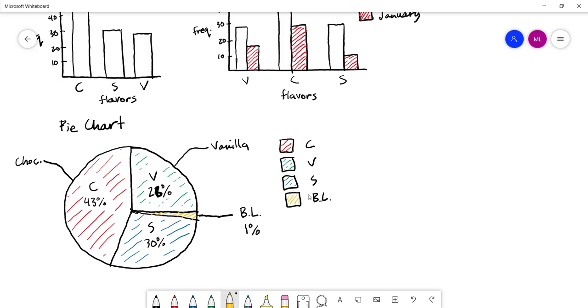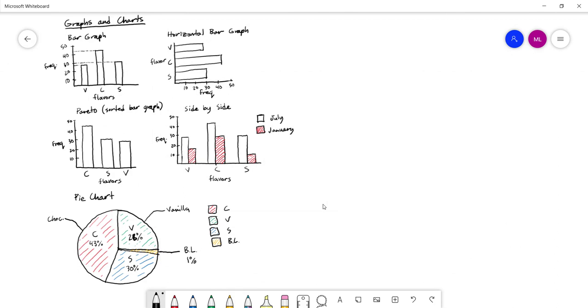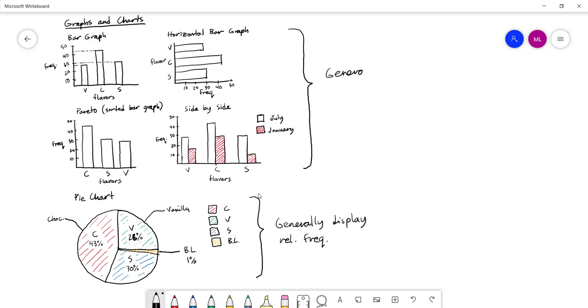We could do a table like that. The main other thing that I want to point out in all of this, now that we're looking at all of these, is that in general, pie charts, notice that the information that we put into these, they're all the percentages. These are relative frequencies. So generally, pie charts display relative frequency. Whereas bar graphs generally display, but not always, you can have ones that show relative frequency as well, frequency data rather than relative frequency.